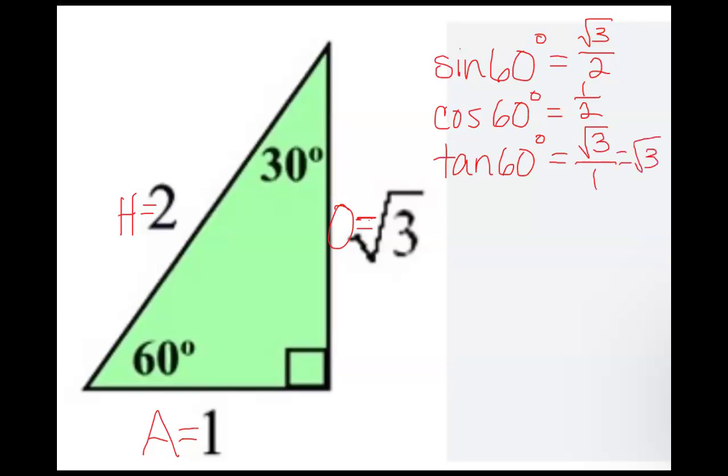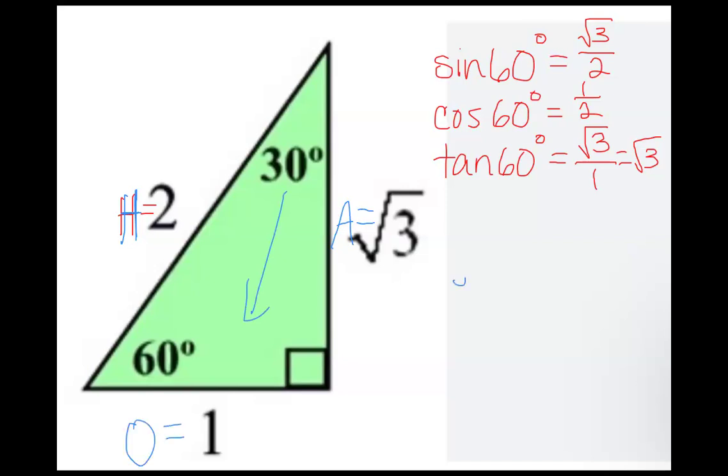Right, now we're going to do 30. So I'm going to get rid of opposite and adjacent. Hypotenuse is always hypotenuse, no matter what angle we're talking about. Whichever angle we're looking at determines what opposite and adjacent is. So for 30 degrees, square root of 3 is adjacent. It's touching 30 degrees. 1 is the opposite.